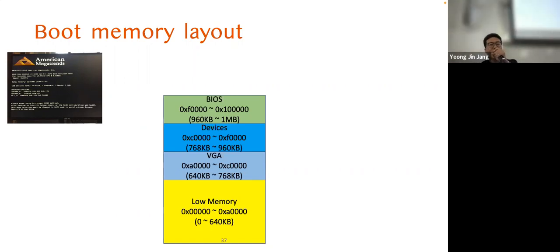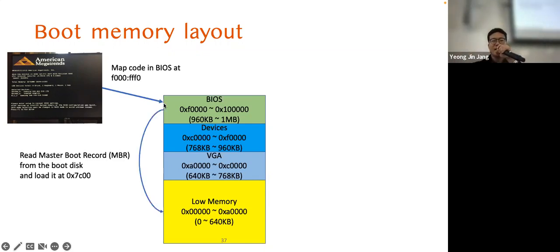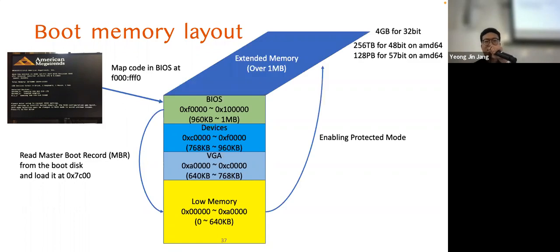And then what the BIOS does is put the BIOS code at FFFF0, which is almost the top of the memory here. Then it reads the master boot record from the disk and puts it at 7C00, which is free for use by the operating system and applications. And then what our operating system needs to do is enable protected mode to access memory over the 1 megabyte range. And then we can load the kernel and run it.